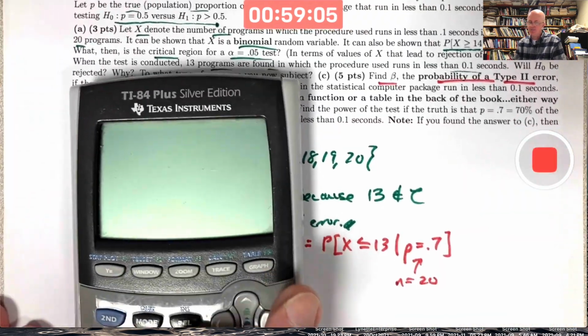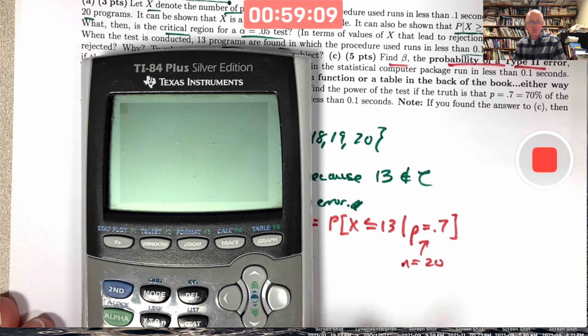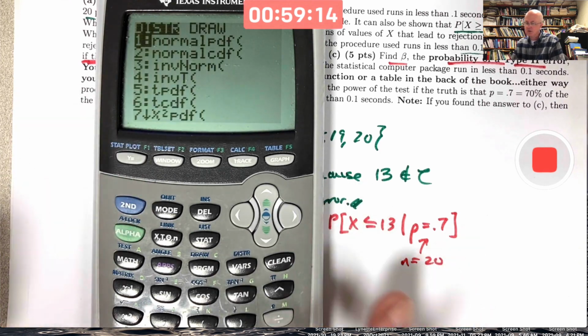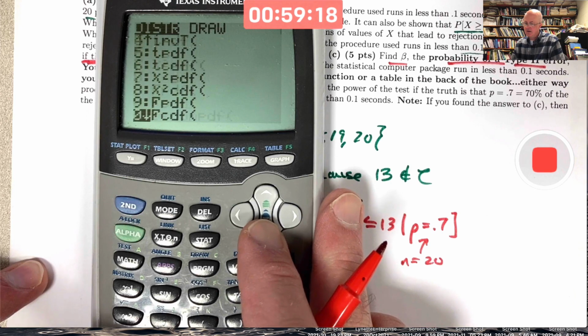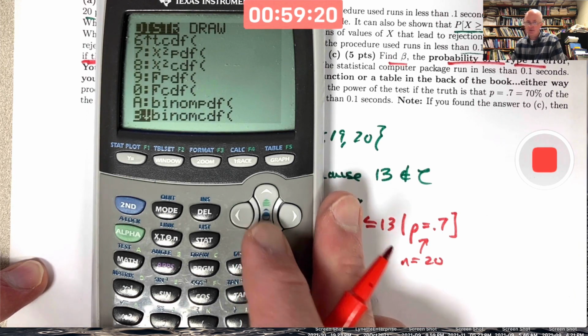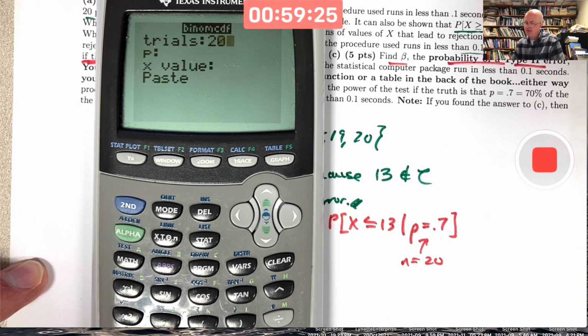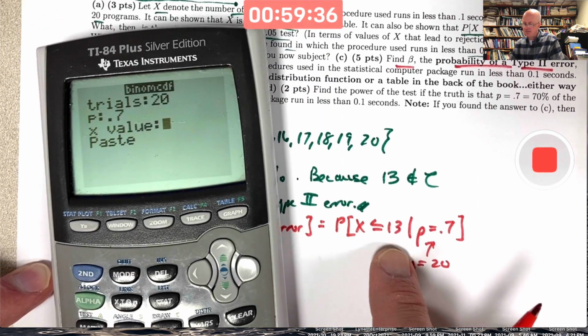Use the technology. Go to your distributions menu, again above the variables button, second distributions. We're looking for binomial here. Binomial CDF. Number of trials is 20. Probability of success is 0.7 now in thinking about type 2 errors. And the x value is the boundary here, 13.